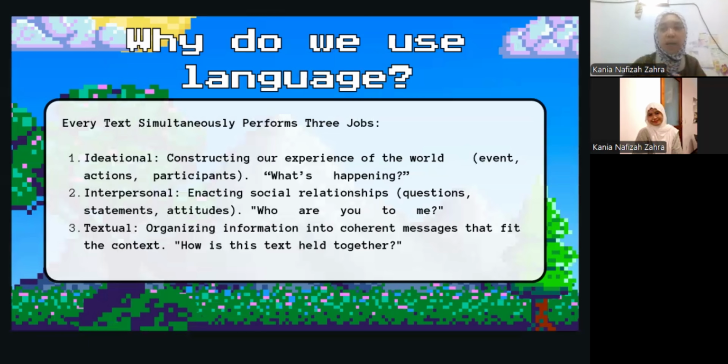The third one, we have our own words. So we make our words into a coherent text that really fits the situation that you are facing. The third one is textual. It is organizing information into a coherent message that fits the context. So it's basically how the text is held together.